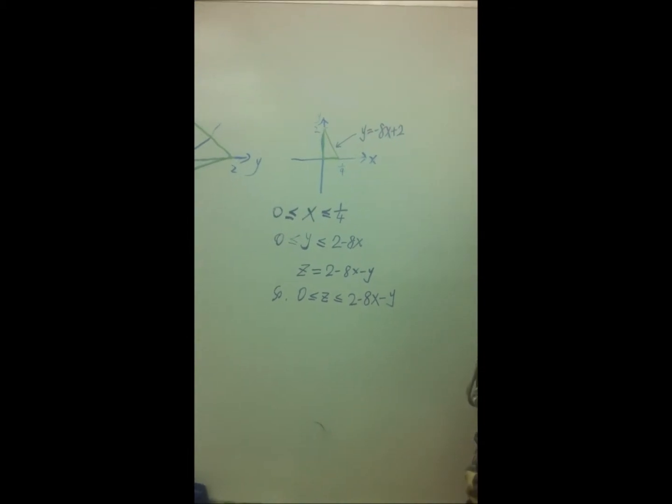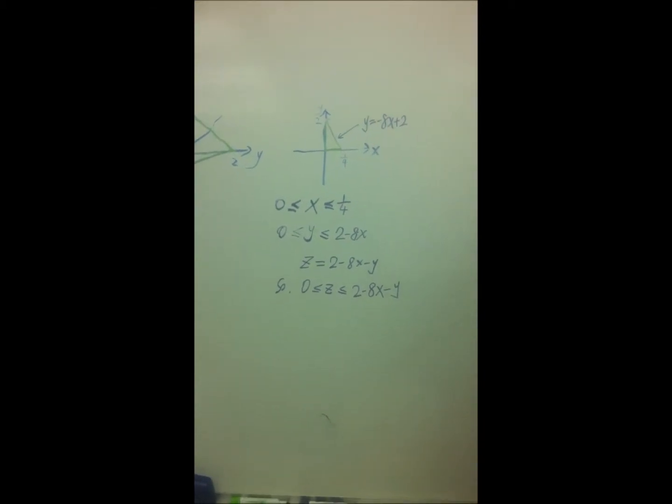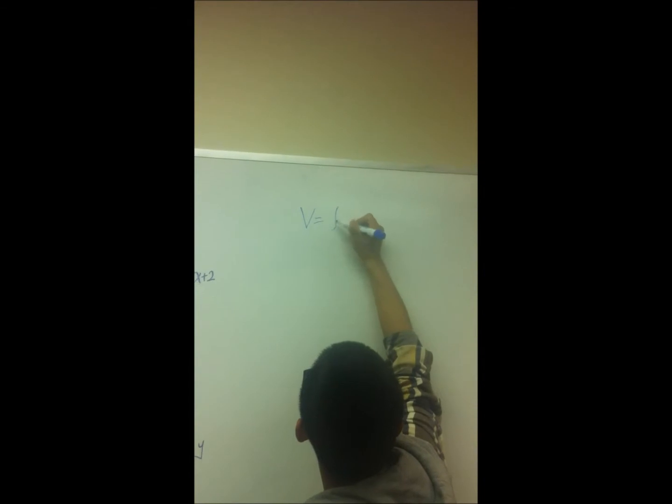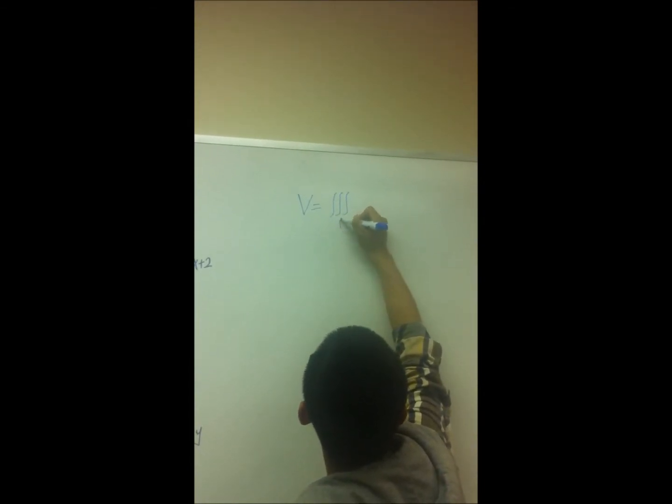Now that we have our 3 bounds, we can jump into the triple integral. We're trying to find the volume of the solid.